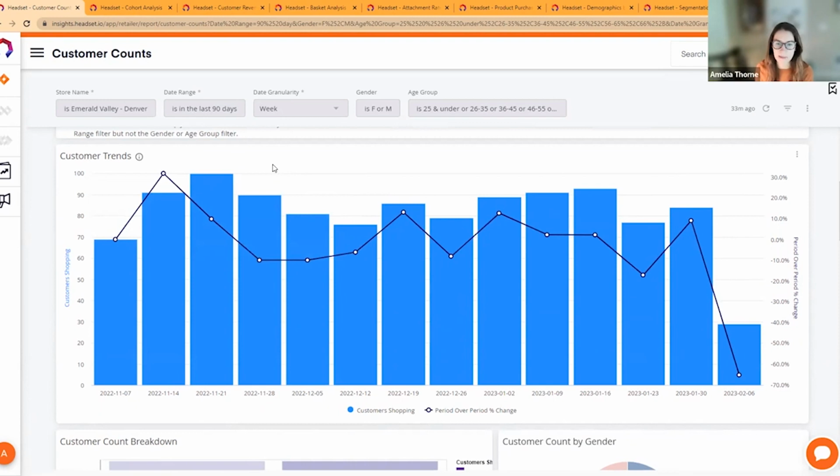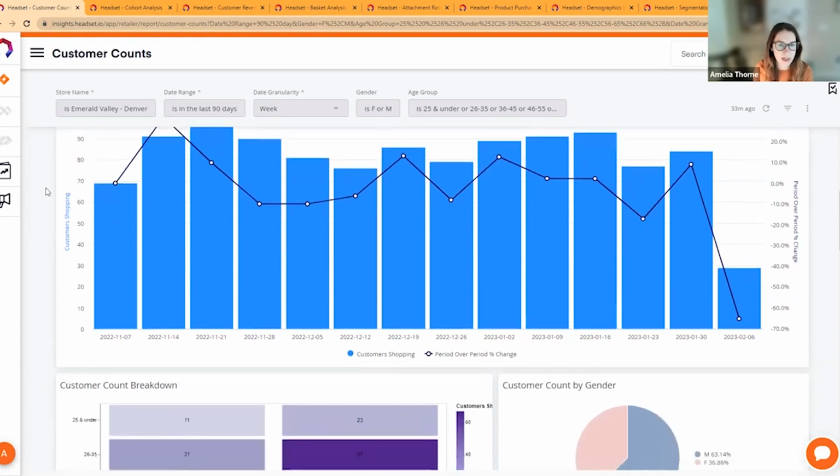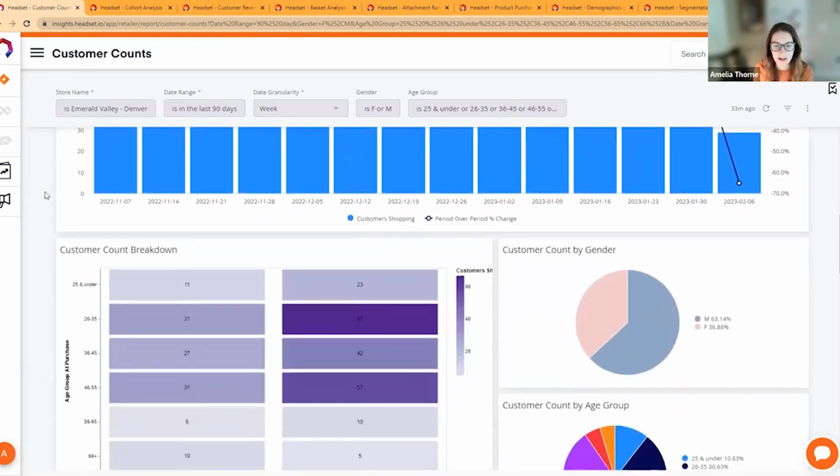So like maybe in December, it dipped down a little bit right before the holidays. If you did some big promotion, you might want to see an increase of customers shopping, things like that. You can start to notice with these trends here. And then the last piece of customer account information, again, this is just really high level.